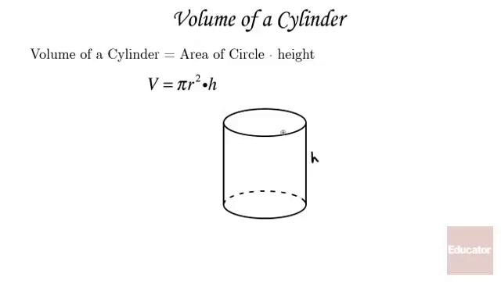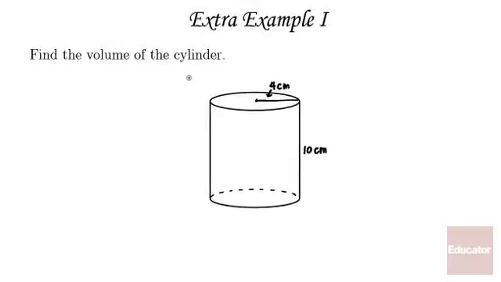Okay, so remember r is the radius. So the radius of the circle over here is from the center of the circle to a point on the circle. And that's radius. Pi is 3.14. So we're going to take these measurements and we're going to multiply to find the volume of a cylinder. So let's go over some examples.